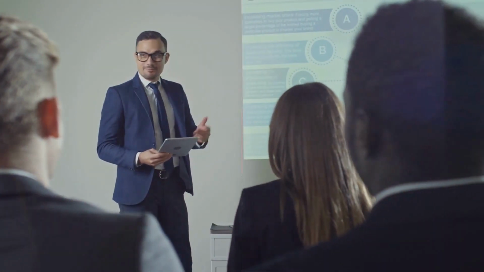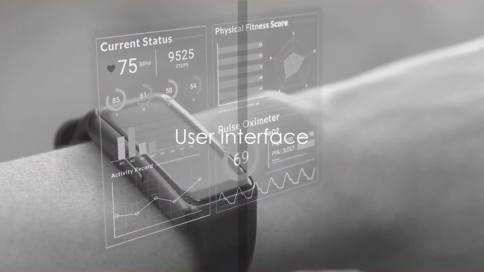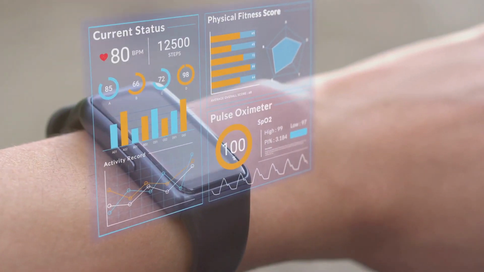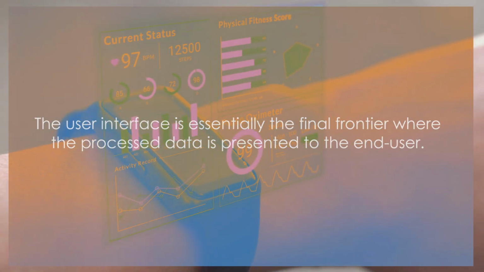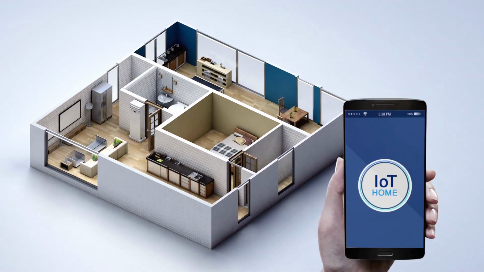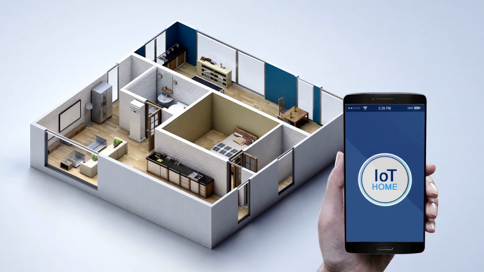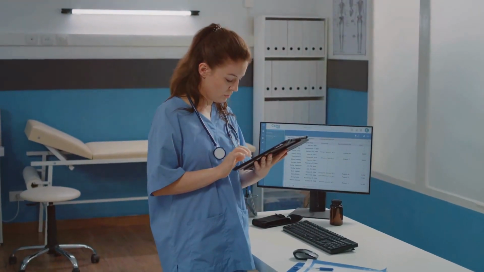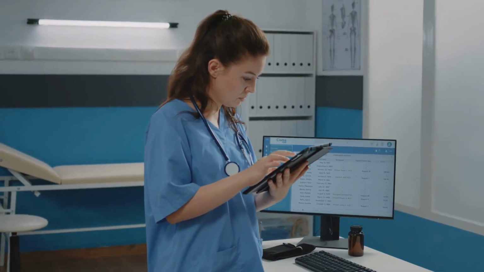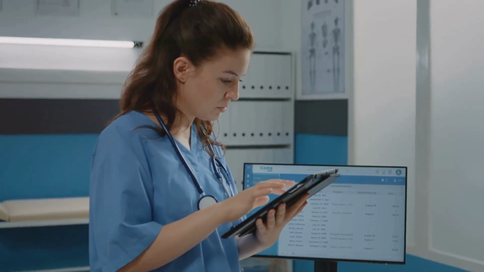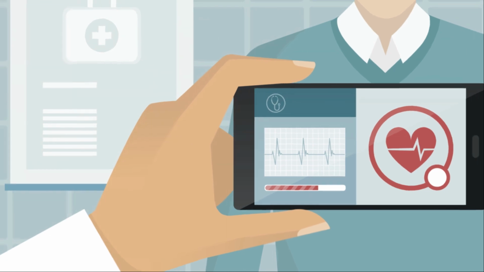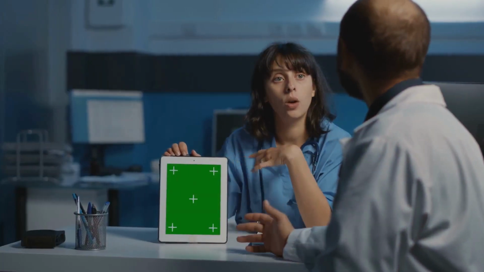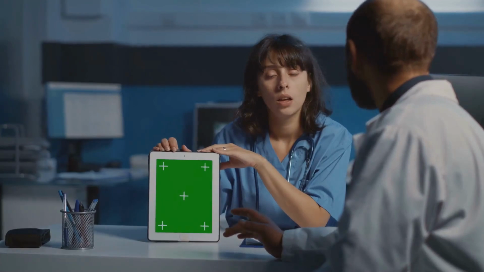This is done by our fourth component. The fourth and final component is the user interface. Now, what does this mean, and why is it crucial in the IoT architecture of healthcare? The user interface is essentially the final frontier where the processed data is presented to the end user. It's the bridge between the complex data processing systems and the healthcare professionals or patients who need this information. In healthcare, this interface is often designed to be simple, intuitive, and user-friendly, as it needs to cater to a wide range of users, from tech-savvy doctors to patients who may not be as technologically inclined.